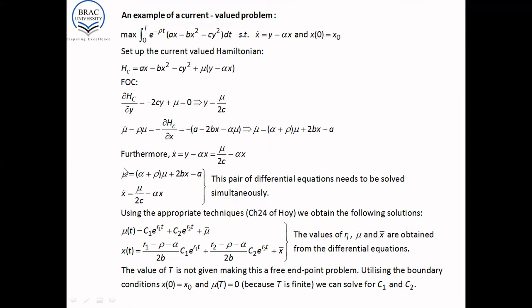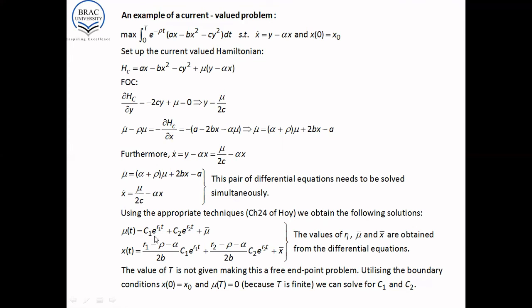Thus, we end up with two differential equations. Mu dot is equal to alpha plus rho times mu plus 2bx minus a, and x dot is equal to mu by 2c minus alpha x. This pair of differential equations needs to be solved simultaneously. And using the appropriate techniques, which are to be found in chapter 24 of Hoy, we obtain the following solutions.